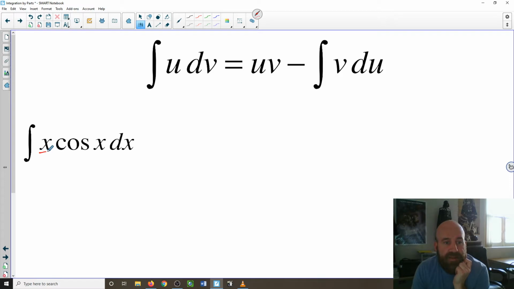So in that case, we're looking at x. Our x is going to be our u. So I'm going to write out u is x, and then the rest of the function that we're trying to integrate is our dv. So our dv is cosine x dx.